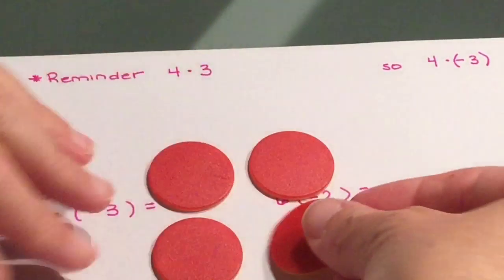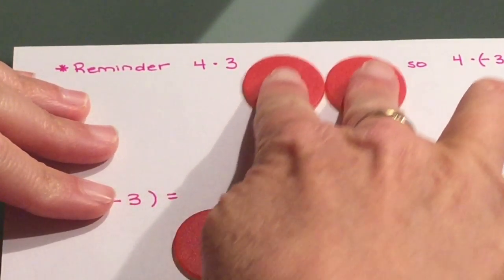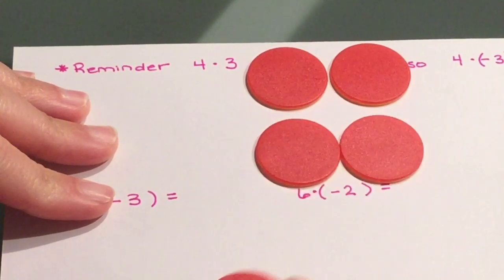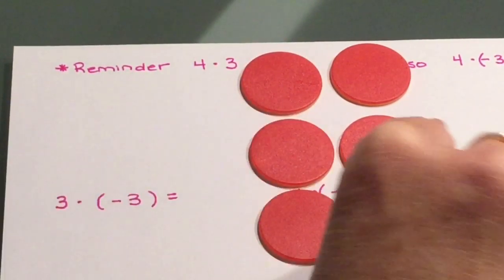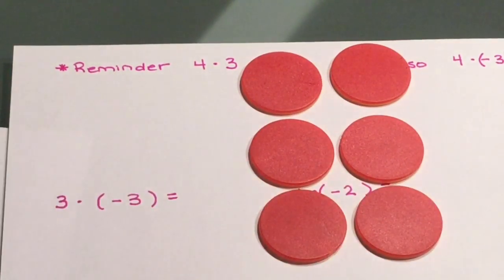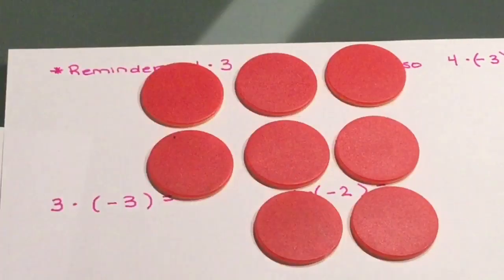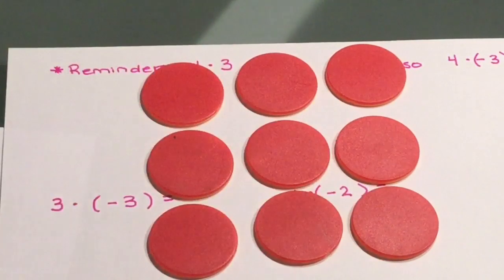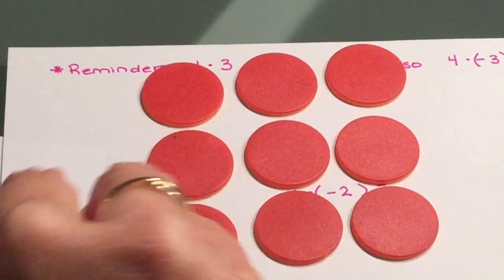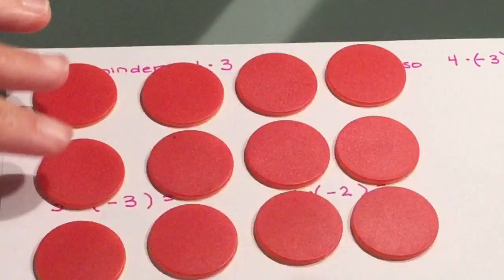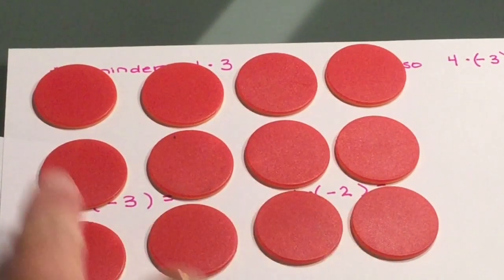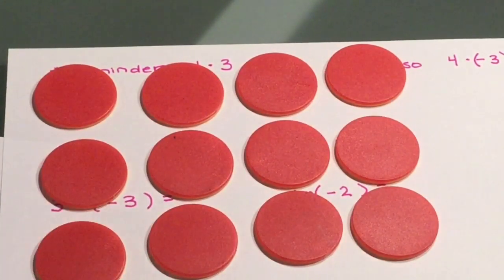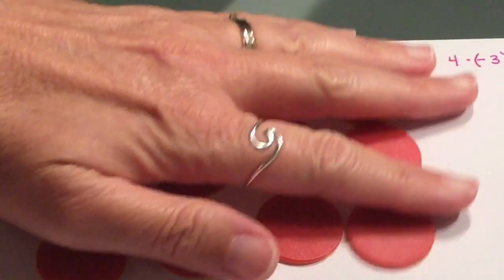So if I'm looking at my integer counters, there's a set of 3. There's a set of 3. Another set of 3, and then let's put one more set of 3 on there. So I have 4 sets of 3, okay? And when I go and find what that is, that gives me 12, okay?